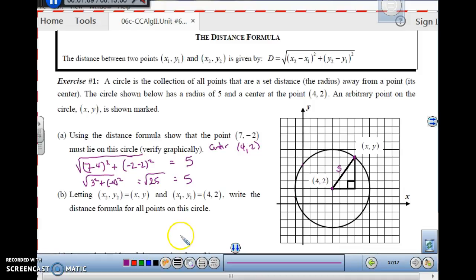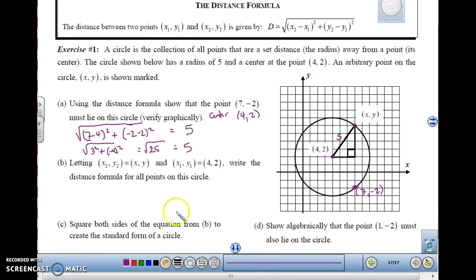So that tells me that 7, negative 2 is on the circle. So if I go to 7, negative 2, 1, 2, 3, 4, 5, 6, 7, negative 2. There's my point 7, negative 2. It is on the circle. All right, so now that we know that that works for any point on the circle, let's actually derive the formula for the equation of this circle.